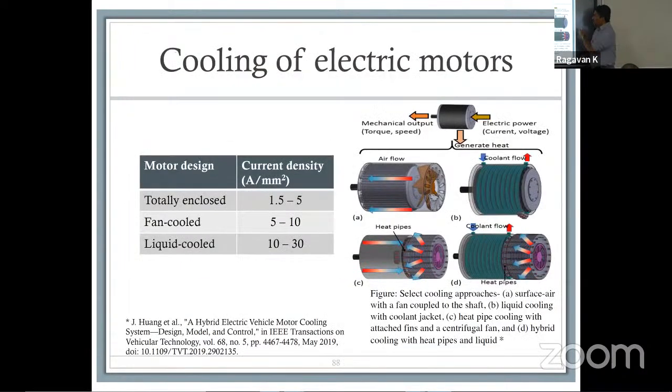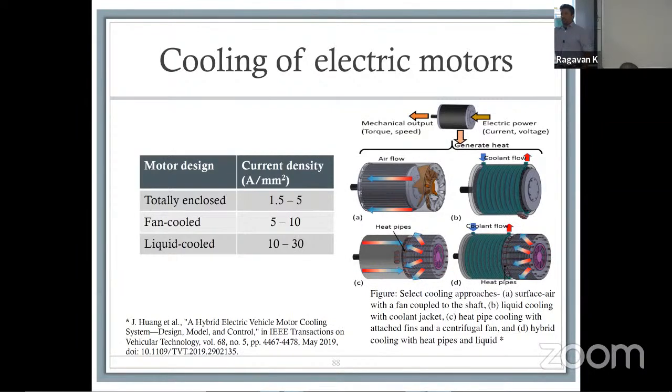So in terms of the motor design itself, there are a couple of papers that I think were relevant here. You can see these papers for hybrid cooling, for motor cooling system design. If you look in general at a totally enclosed motor design, it's about 1.5 to 5 amps per millimeter squared. That's what tells you what your fill factor needs to be. How many amps per millimeter squared? So it's not exactly answering a question, but you have a number that you can play with.